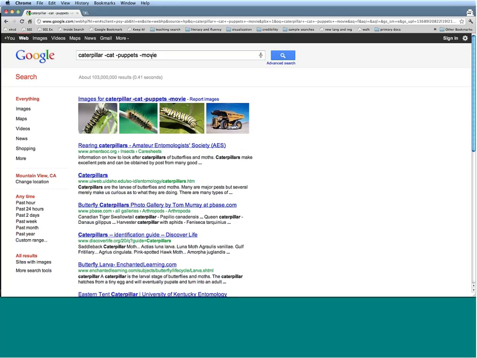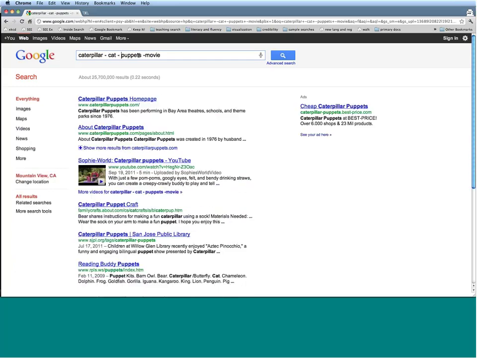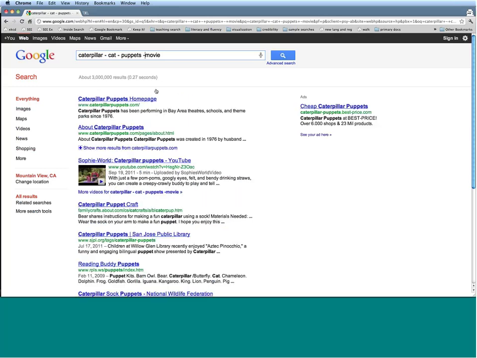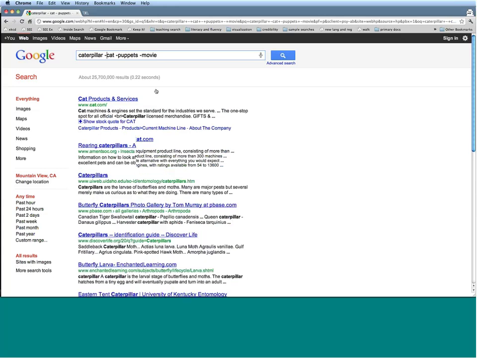One thing that you should note is that you can't have any space between the minus sign and the word, because you see now I'm back to having puppets, and there are puppets, and there are cats, and there are movies, because by putting a space between my minus sign and my operator, it makes Google just drop the minus sign because it can't see it.